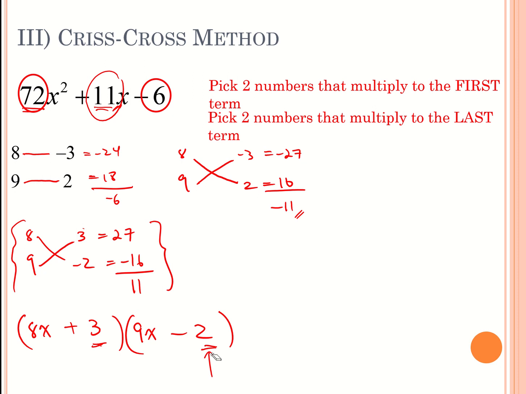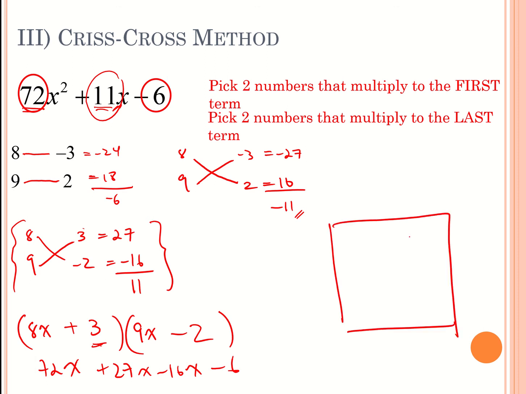So this is the Criss Cross Method. And again, if you want to check it, 72x squared plus 27x minus 16x minus 6, it gives you about that. The reason why this works is, this is the Canadian version where they draw a box. You know that 72x squared is over here, negative 6 is over here, and you know that these two terms will add up to give you 11x. So it's kind of like doing the same thing.